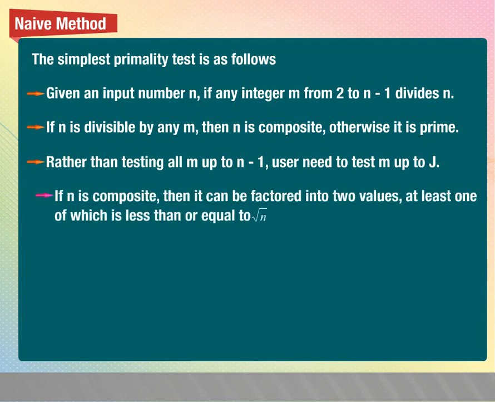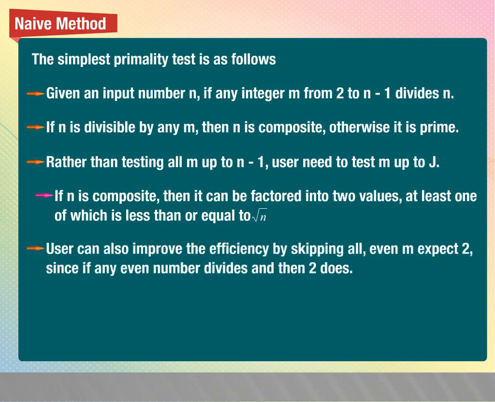If n is composite, then it can be factored into two values, at least one of which is less than or equal to root n. The user can also improve the efficiency by skipping all even m except 2, since if any even number divides n, then 2 does.